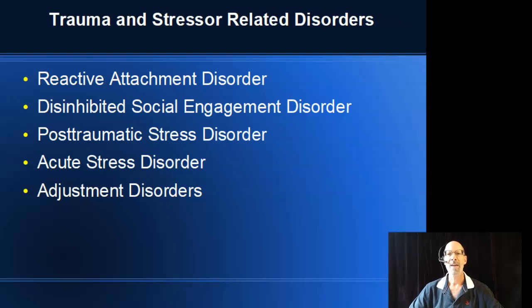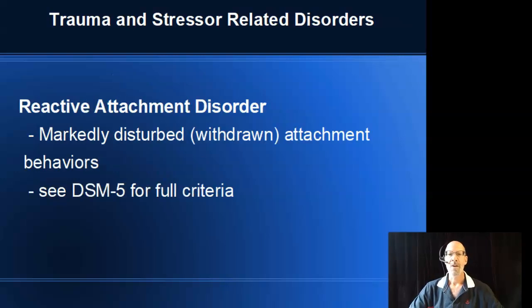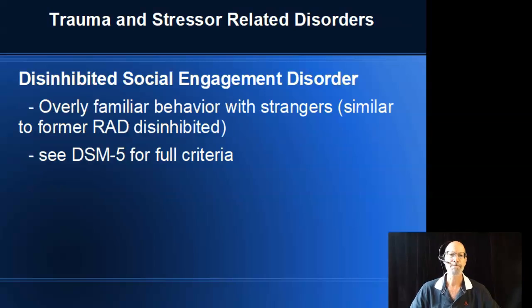Next, we have the trauma and stressor-related disorders. I like the way that the DSM-5 has grouped these together: reactive attachment disorder, disinhibited social engagement disorder, post-traumatic stress disorder, acute stress disorder, and adjustment disorders. Reactive attachment disorder: markedly disturbed, withdrawn attachment behaviors. A number of criteria. Go ahead and look those up in your DSM-5 for the full criteria list. May or may not be on the test.